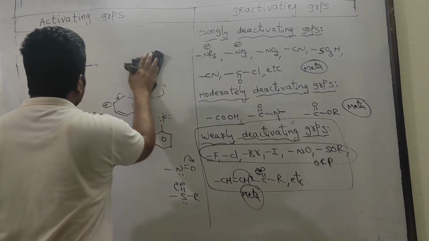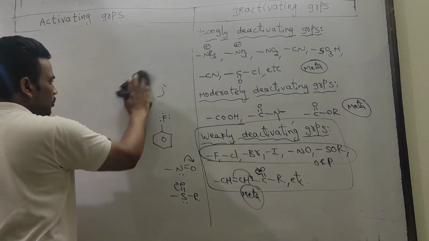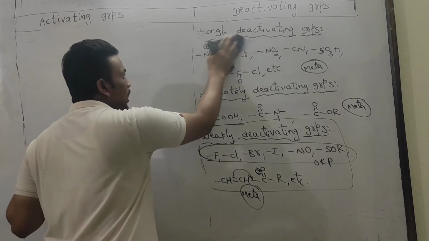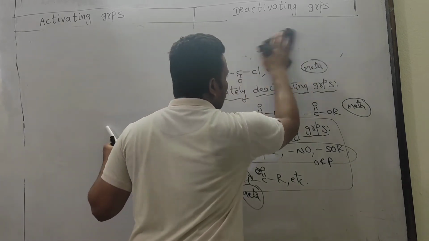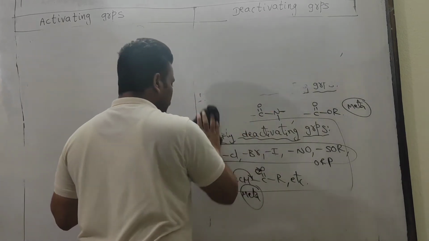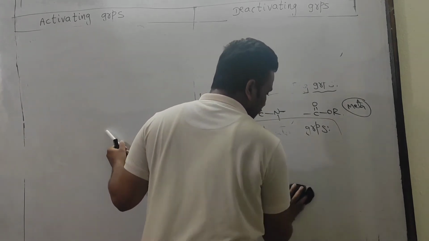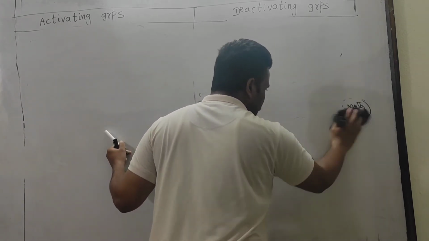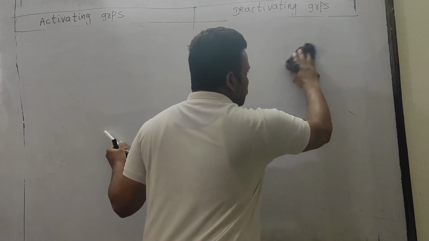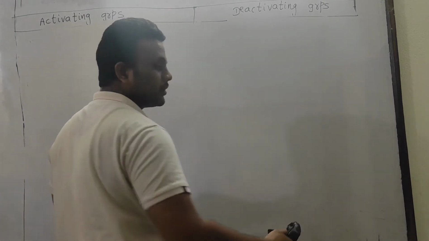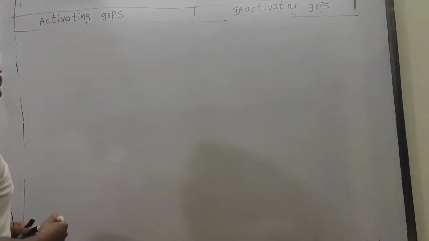So in general, we say all electron donating groups are ortho-para directors and ring activators. All withdrawing groups are meta directors and ring deactivators. Exceptions: halogens and NO and SOR. These are exceptional cases. Okay. So carefully you see the Friedel-Crafts reaction, because strongly deactivating groups do not undergo Friedel-Crafts reaction.